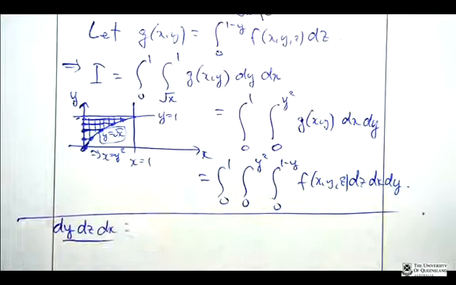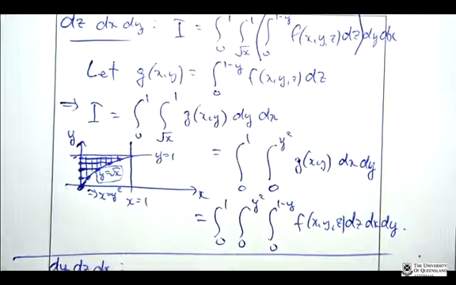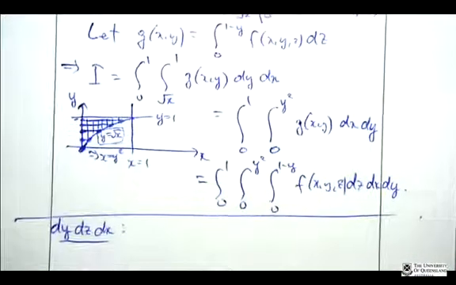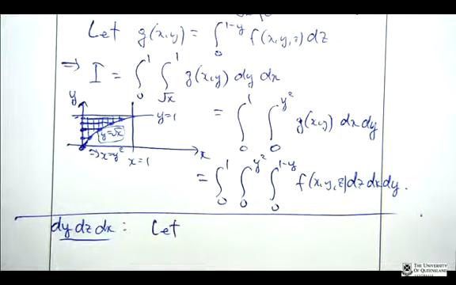Only slightly more complicated is this next order, where I want to change to dy, dz, dx. So that involves reversing or changing the order of integration of these inner two. All right, so what I can do is something similar to the previous example.